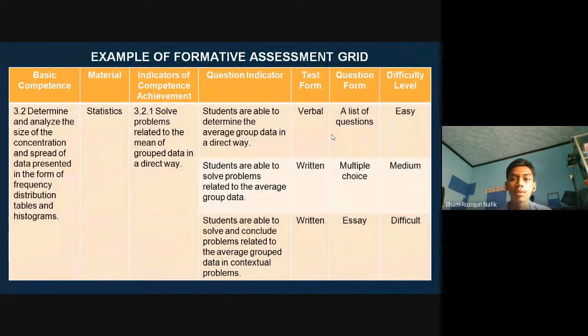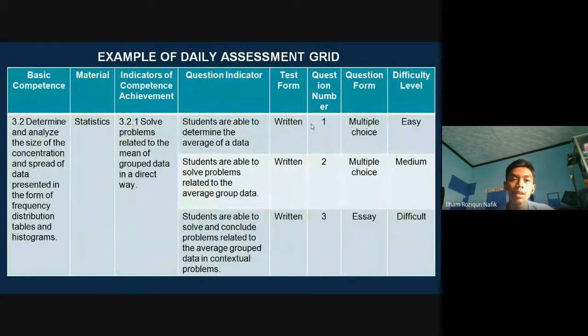And this is the example of formative assessment grid. As we have there is a basic competence, and then next we choose the material. Next is indicators. There is question indicators and test form, question form, and difficulty level. It's also similar with the previous one. This is the daily assessment grid.